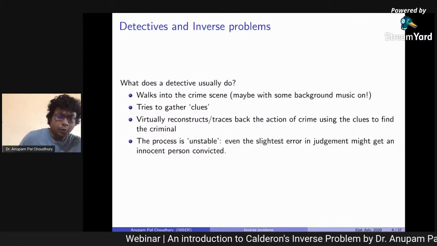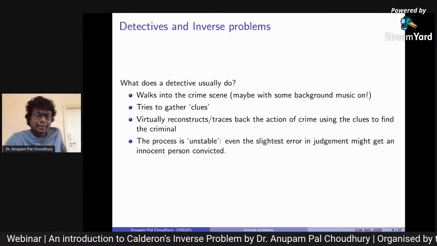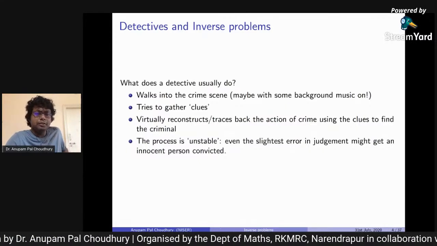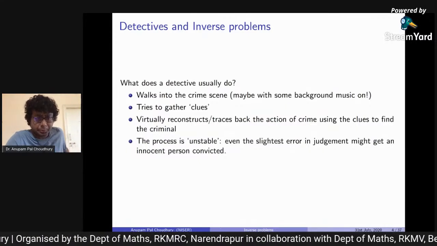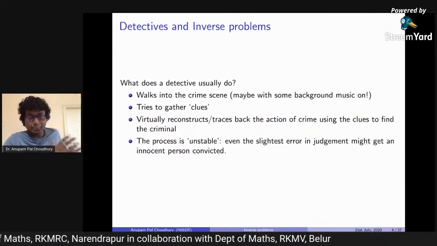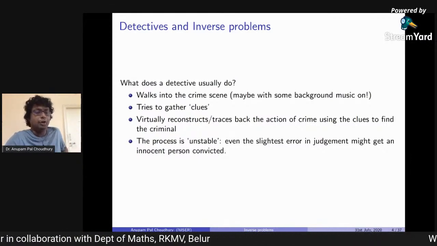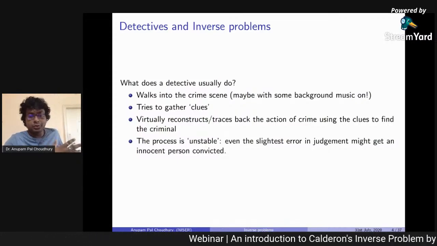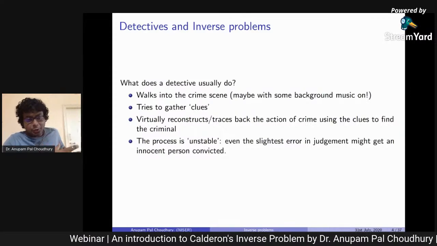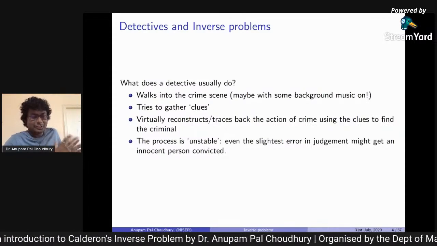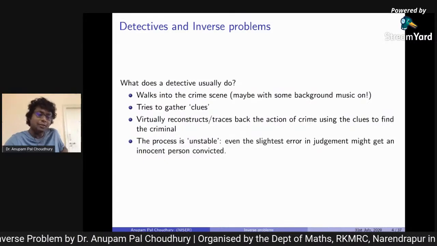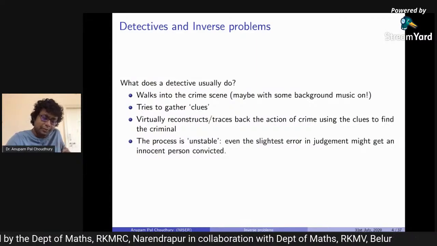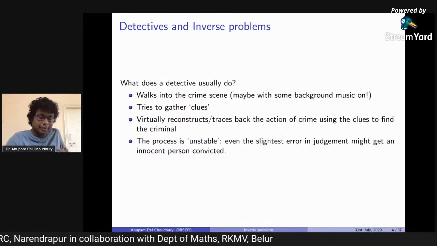And what is the link with inverse problems? Essentially, that's what I want to show: inverse problems also involve similar steps. There will be a crime scene. In terms of mathematics, there will be some clues and information, and then one has to reconstruct and try to find out the criminal. Obviously we need to understand mathematically what this means. And again, we will see that the process is unstable. If you make a very small error, it gets magnified.